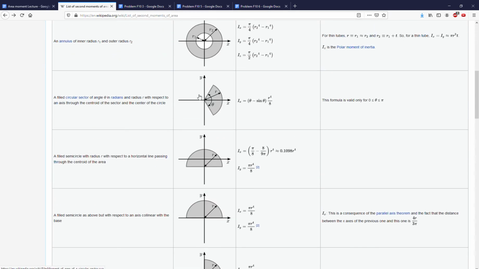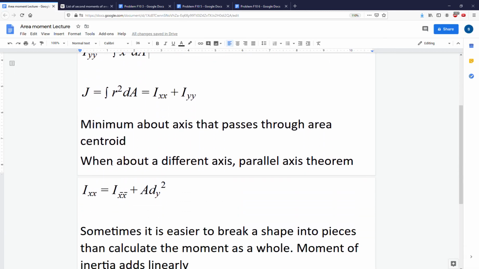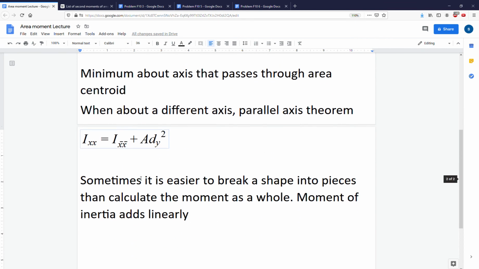Now, what about when the axis is not going through the centroid of the object? Well, for that, we have what's called the parallel axis theorem. The parallel axis theorem states that if we're going through an axis that is parallel to, but not through the centroid, then we can say that the moment of inertia is equal to the moment of inertia through the centroid, which, remember, was the minimum moment of inertia, plus the area times the separation between those two axes squared.